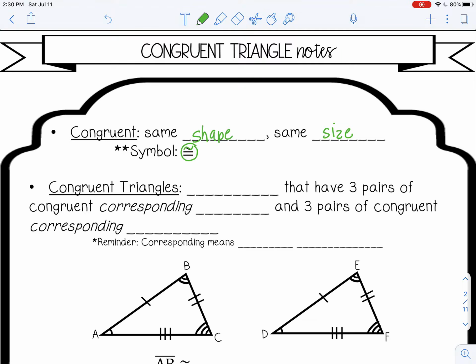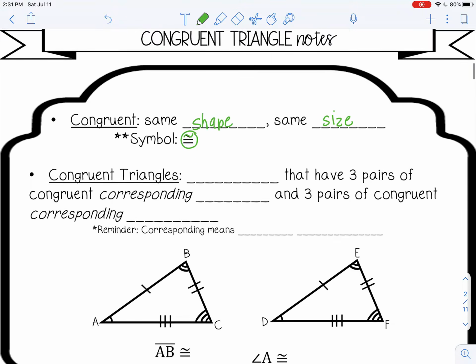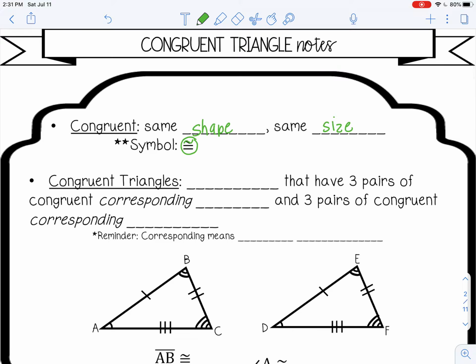We're going to use equal when we're talking about actual measures, so angle measures and side measures. We're going to use congruent when we're talking about one figure being the same as another figure. So we really don't use congruent when we're using actual numbers.